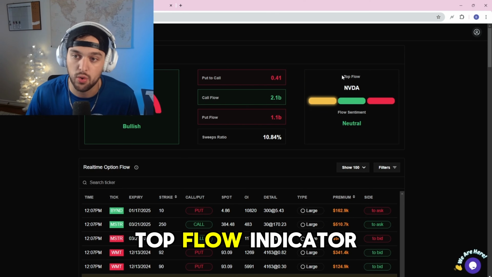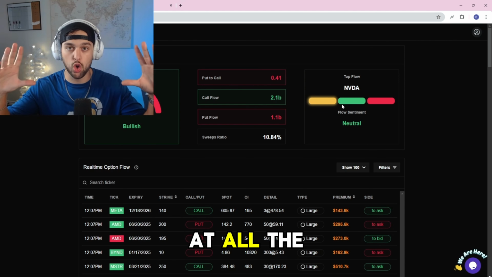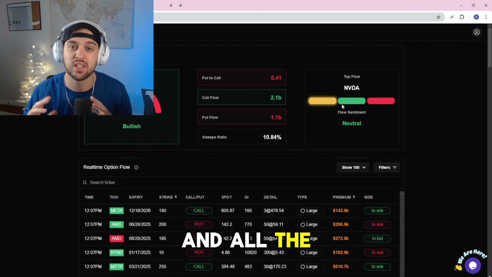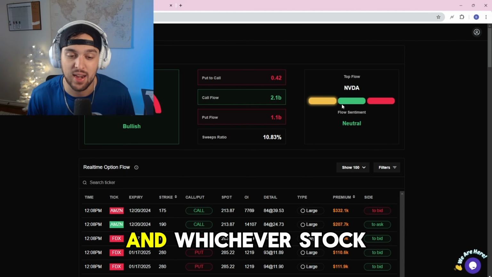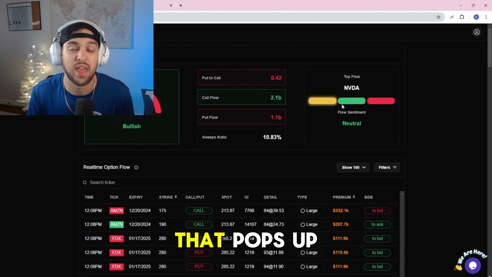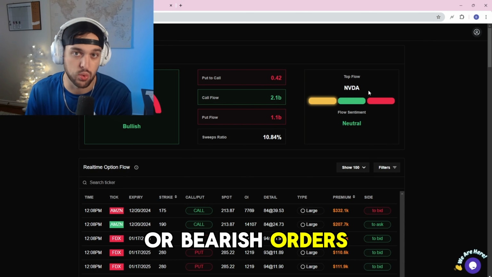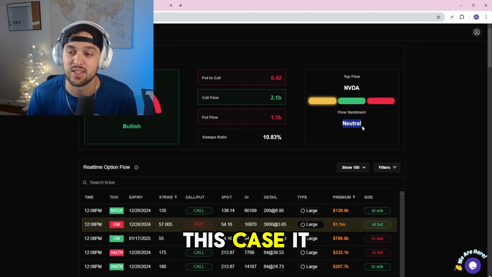And then the top flow indicator. This is one of my favorite indicators on the flow. Basically, they look at all the stocks and all the institutions putting in these orders, right? And whichever stock has the most orders being placed on it, that pops up on the top flow. And then it will tell you if it's bullish or bearish orders. And then sometimes for this case, it is neutral.